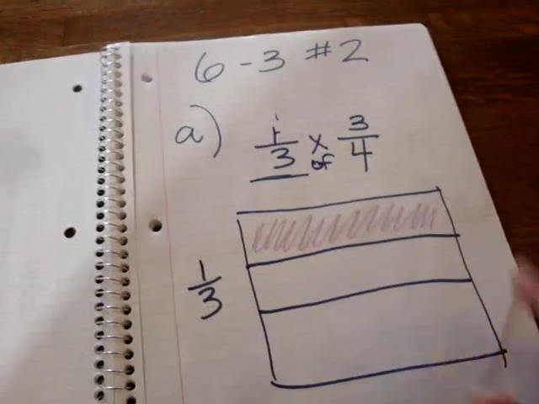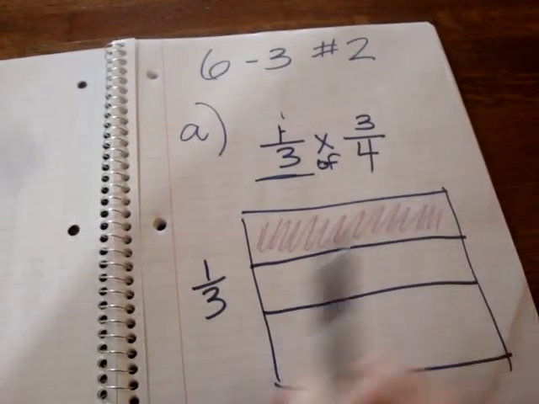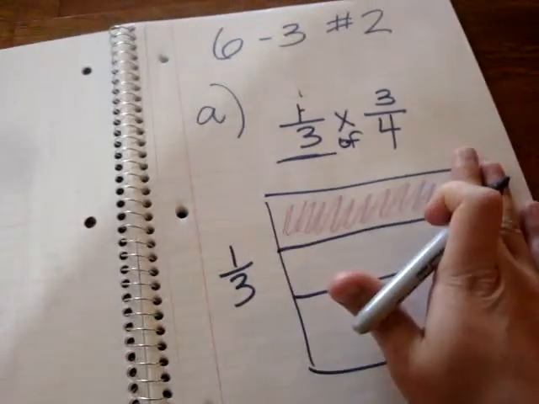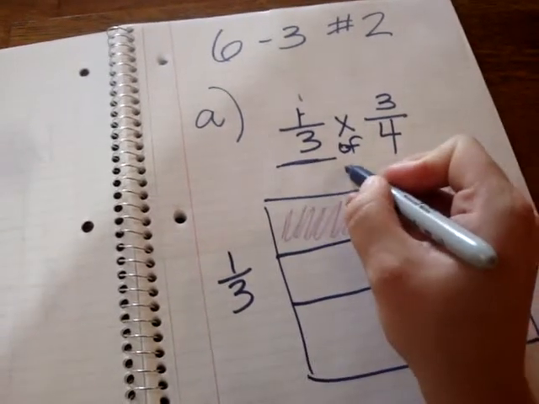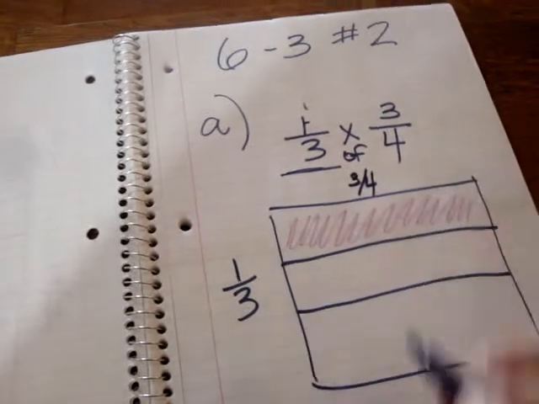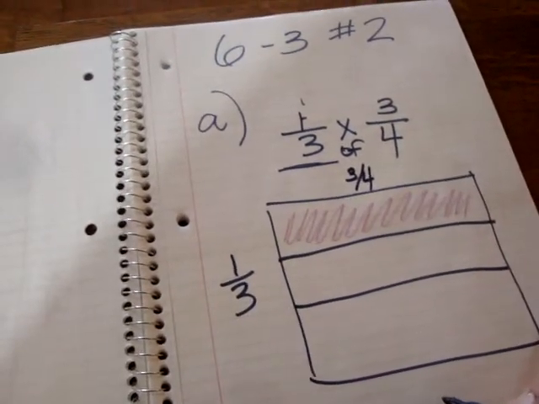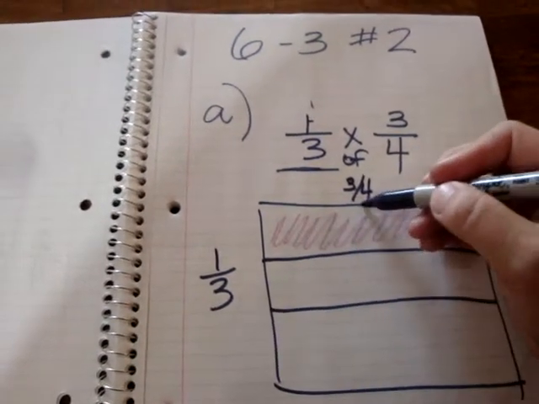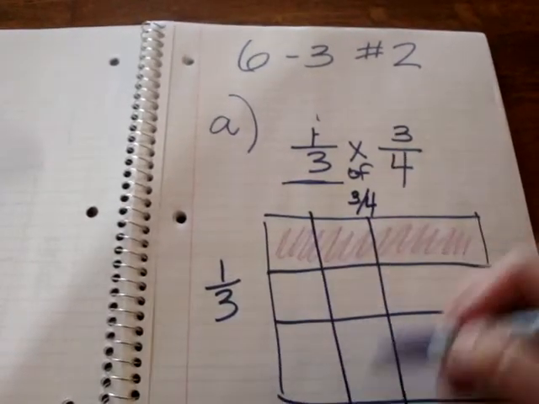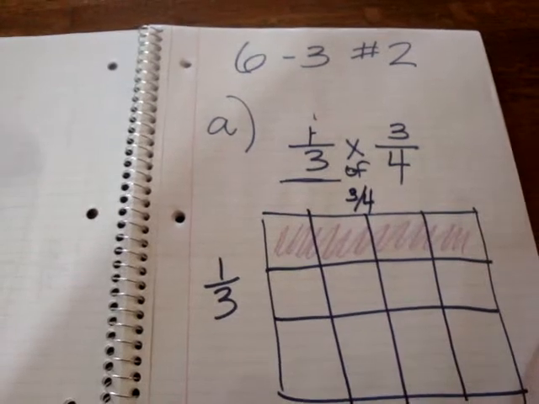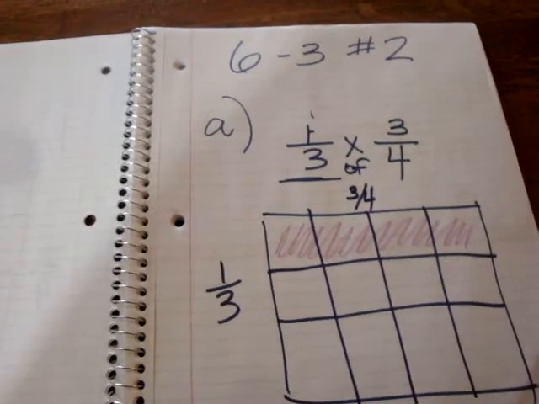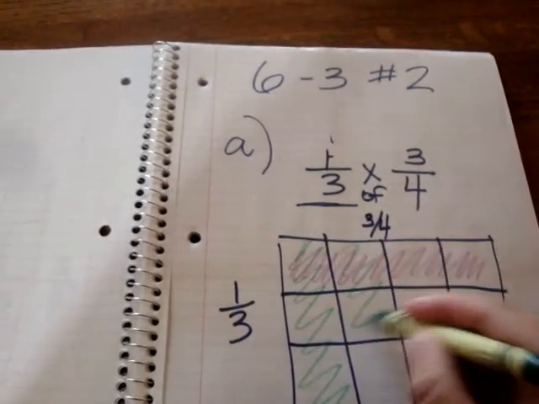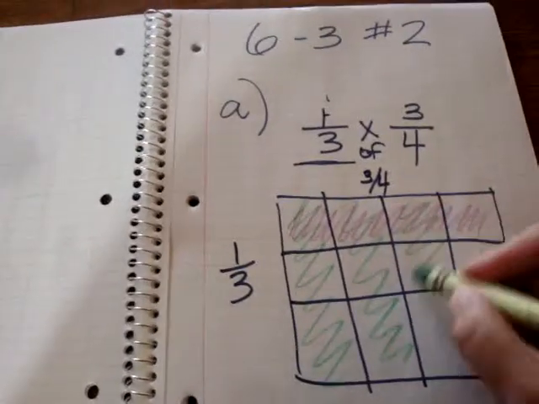If I need to figure out what's 3/4 of that, I'm going to have to go the other direction. So we did 1/3, we dealt with rows. Now we're going to talk about columns representing 3/4. So to represent 3/4 in columns, of course I'm going to have to split this up into 4 equal size columns. And I'm going to shade 3 of those columns. 1, 2, 3.